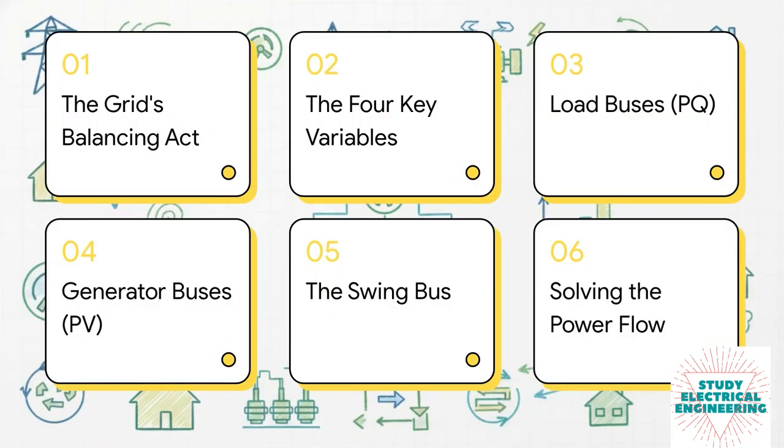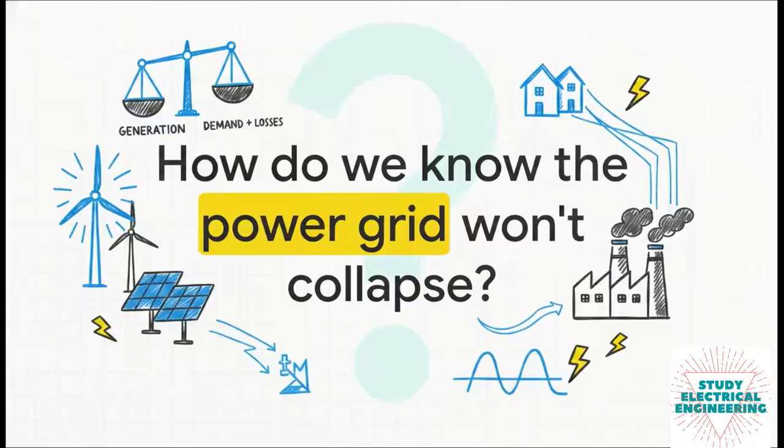1. The grid's balancing act. 2. The 4 key variables. 3. Load buses, or PQ. 4. Generator buses, or PV. 5. The swing bus. And finally, 6. Solving the power flow.